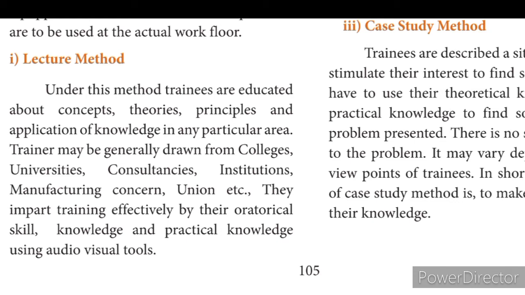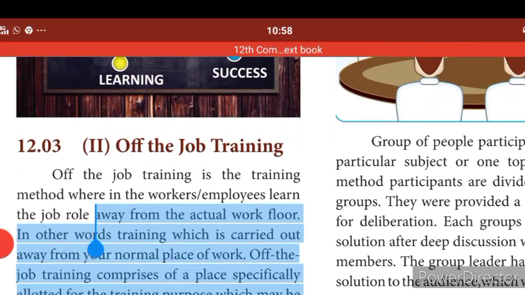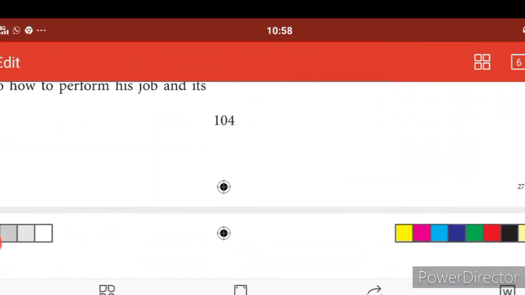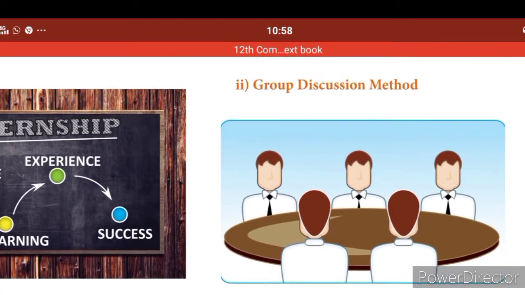You just make a presentation. So when you do it like that, what happens? The clients who come to your presentation, if they get impressed, you will get your job. That is, your project will be sanctioned, okay? That is your lecture method. What is the next one? Yes, the next one is the group discussion method.